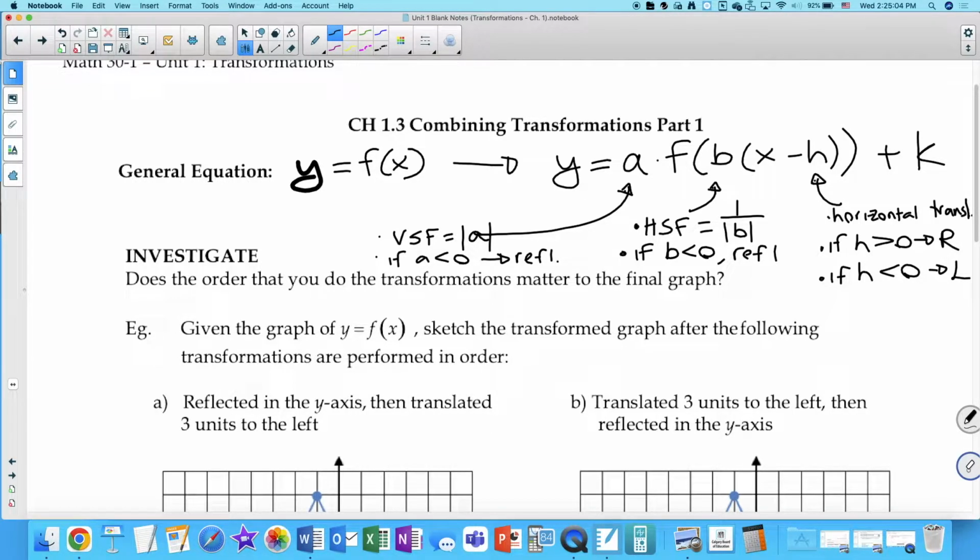And then finally, k is the vertical translation. If k is positive, it's going to go up. And if k is negative, it's going to go down by k units.